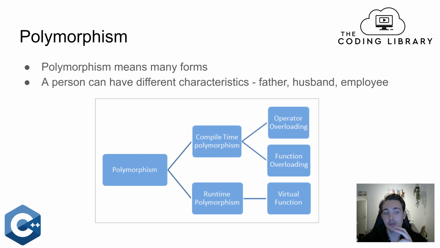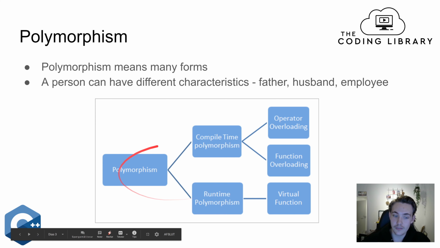A person, for example, can have different characteristics. A person could be a father, a husband, and an employee at the same time. So the person object here could have many different kinds of forms, and we're using polymorphism if we have some functions we want to do something with.